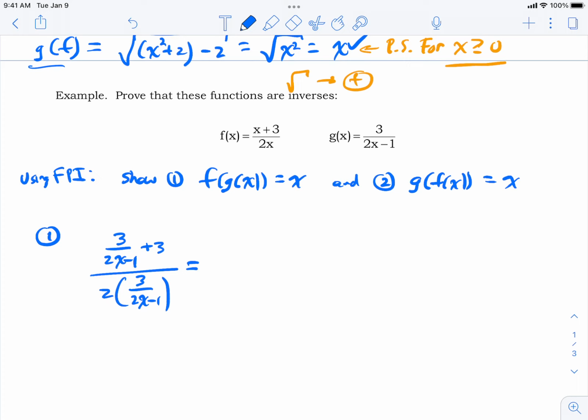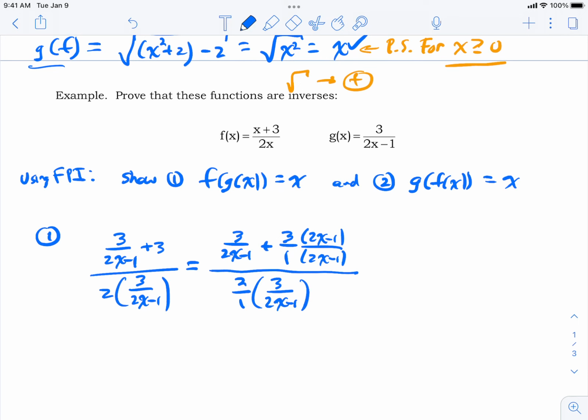So let's play with the top here. We want to be able to add 2 fractions together. So the first thing you would do is make the 3 look like a fraction. And then the next thing you would do is say, I need a common denominator of 2x minus 1. So let's do that. Okay, so that's setting up the top. And for the bottom, remember that 2 is like 2 over 1, and it's going to have to multiply this. So that's setting up the bottom.